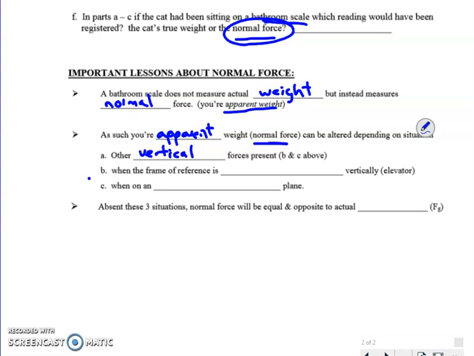The second one is pretty important, and that's what the elevator problem was about. When the frame of reference is accelerating, there doesn't have to be any other forces.